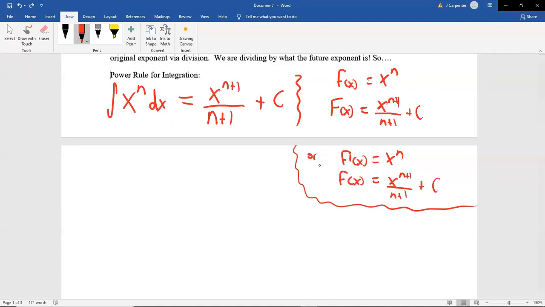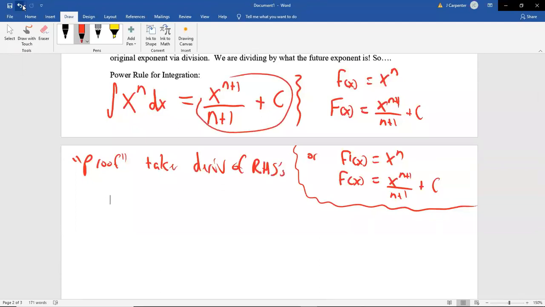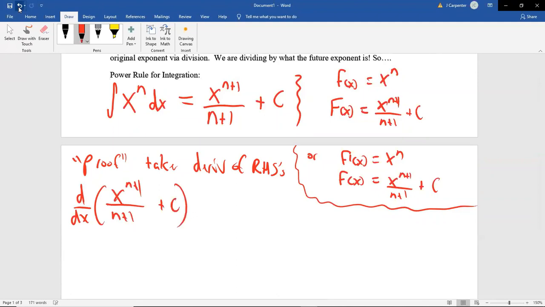Check this out. Take the derivative of the right-hand sides. The x to the n plus 1 over n plus 1 plus c. Let's take the derivative of that. So d dx, all of x to the n plus 1 over n plus 1, then plus c.